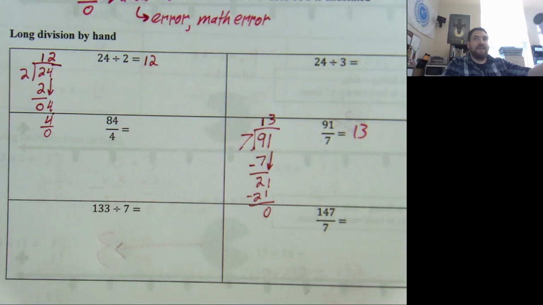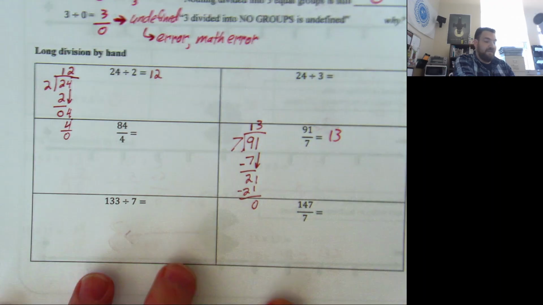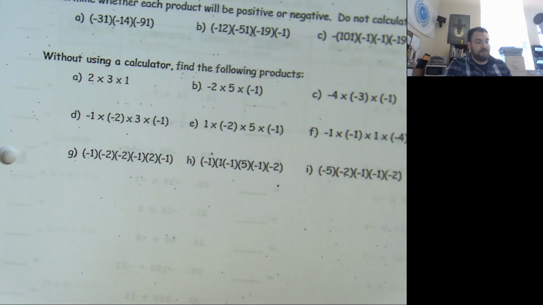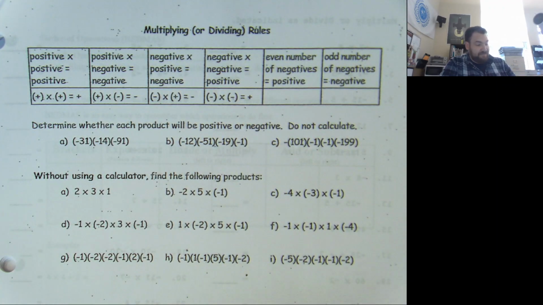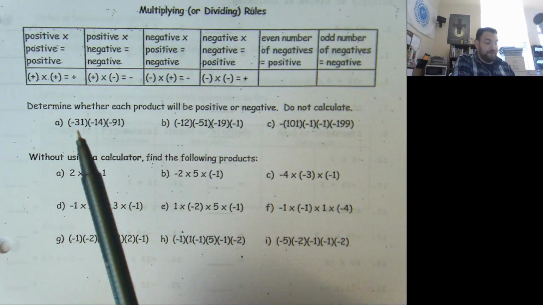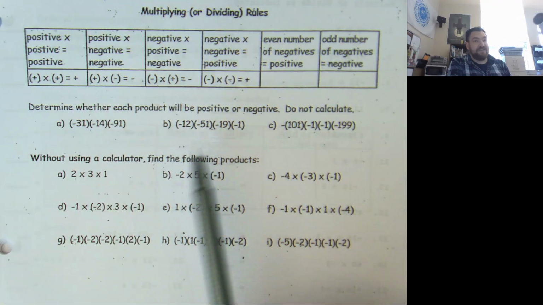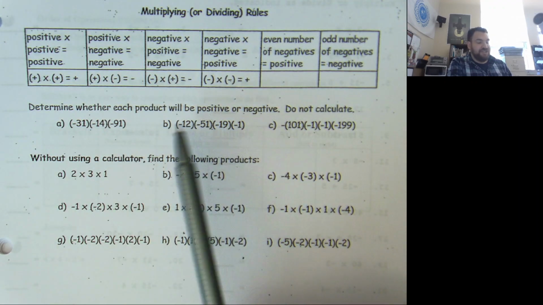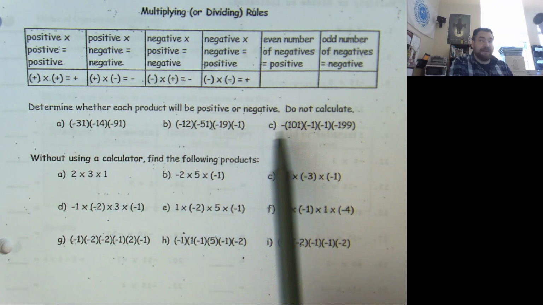That's it. This is just going to be a review of multiplication and division. If we get done in time, we'll launch into BEDMAS. So, flip the page. This first page, for the first 3 questions, I just want you to tell me if the final result is going to be negative or positive. Don't do the math. Just tell me if the answer is negative or positive, depending on how many negatives are being multiplied together.